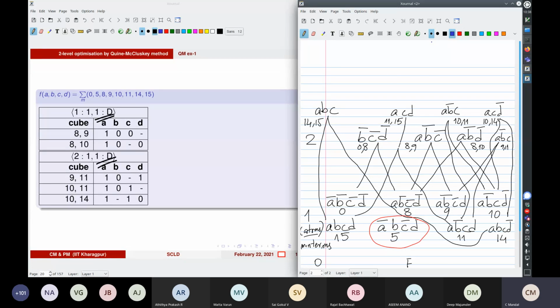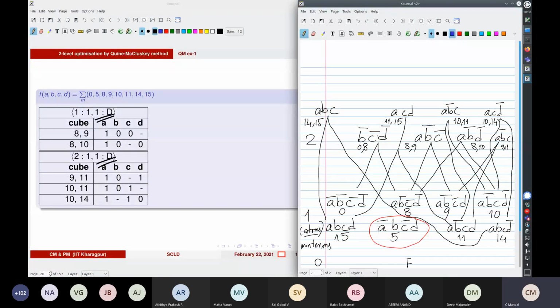So if you look at this, you can combine... No, you can't combine these because, well, you can't. So this is a cube with zero number of don't cares. And do you have any cube adjacent to this?